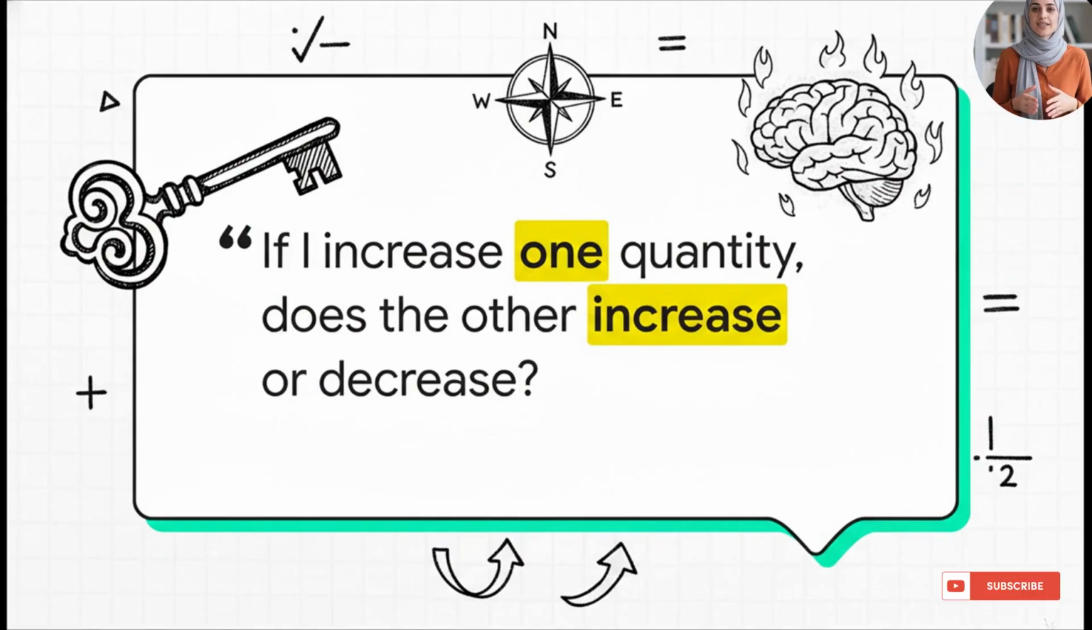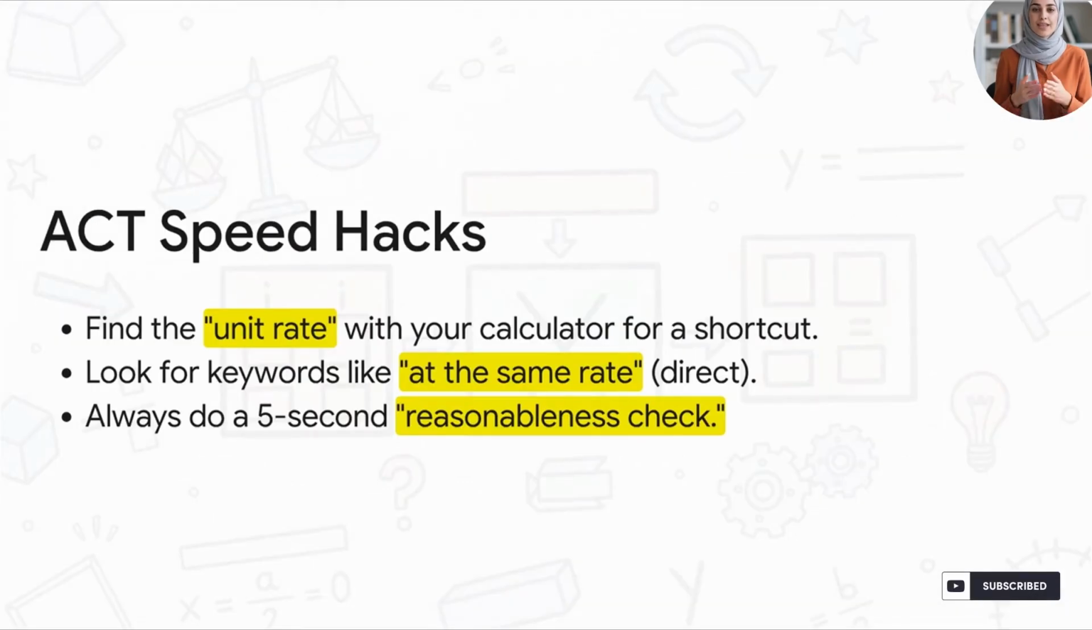That's it. That's the direction test. If you burn this one question into your brain, you will never pick the wrong formula. Seriously, this is the most important takeaway. Want a few more speed hacks?